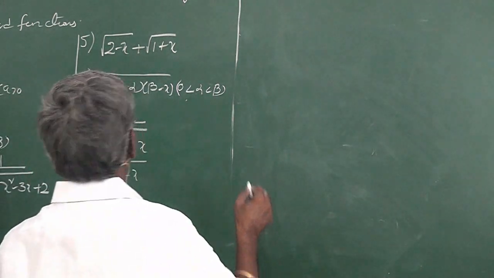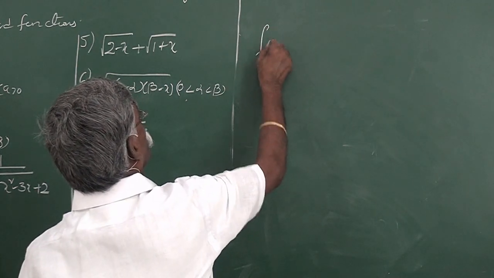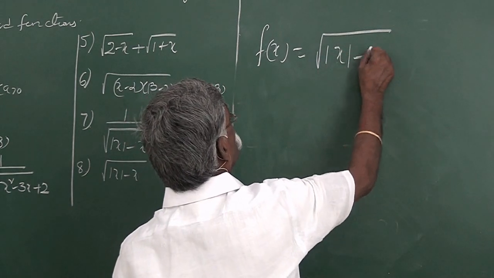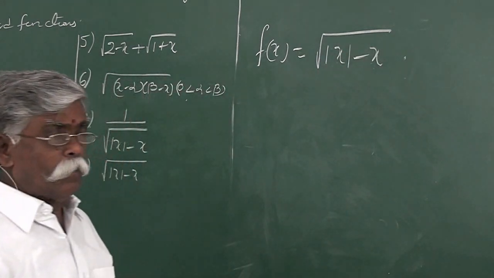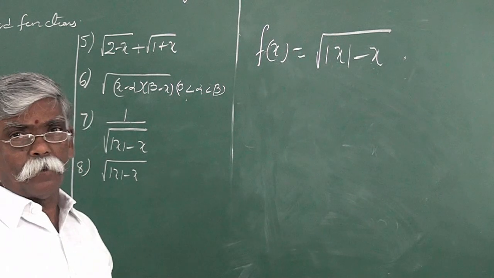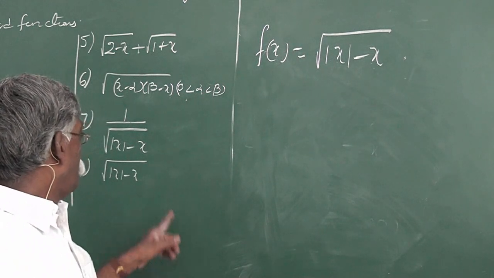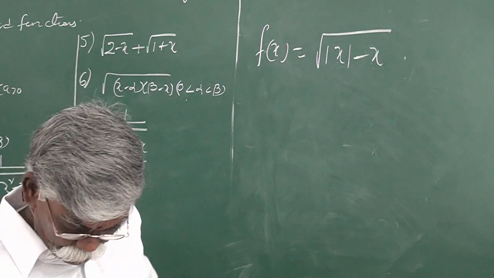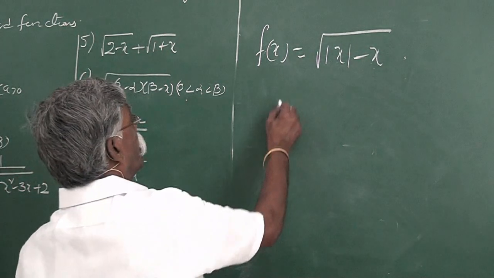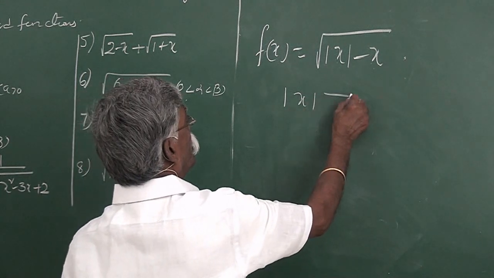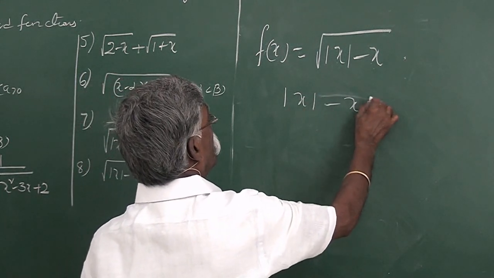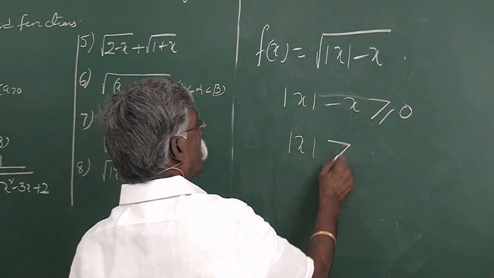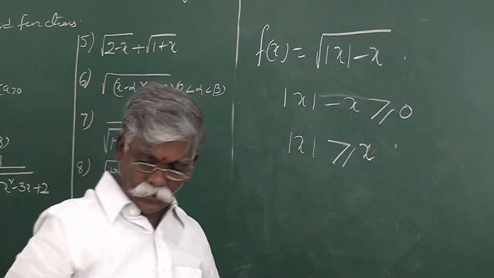Next problem, f of x equal to square root of mod x minus x. The difference between this problem and the previous problem is that in the previous problem this value is in the denominator, now it is in the numerator. Now modulus of x minus x must be greater than or equal to 0. Therefore, mod x is greater than or equal to x.